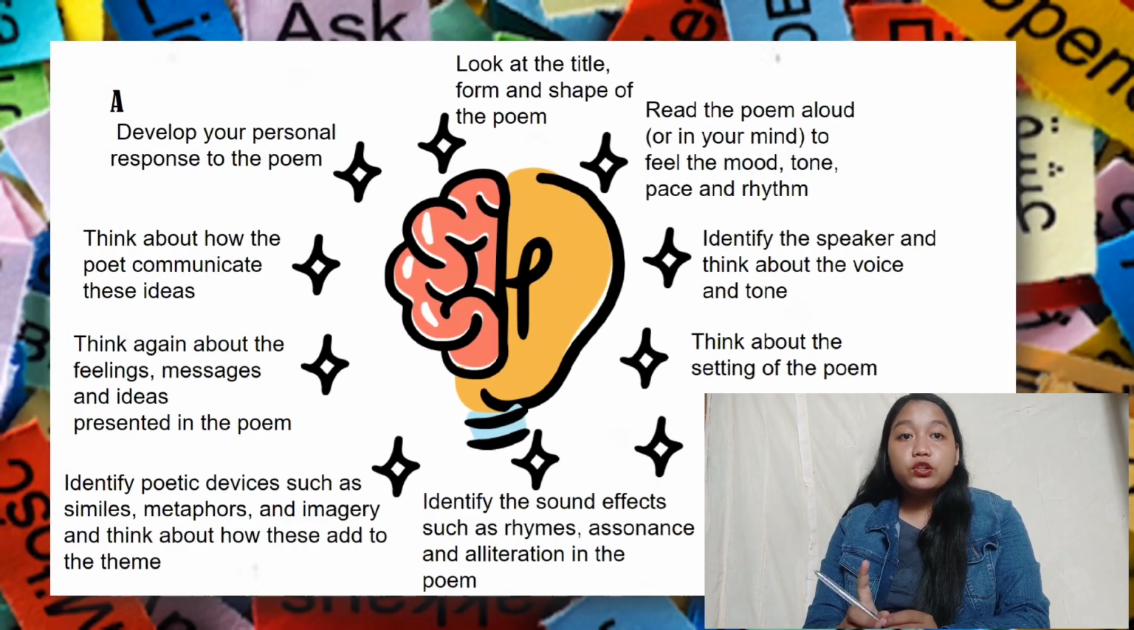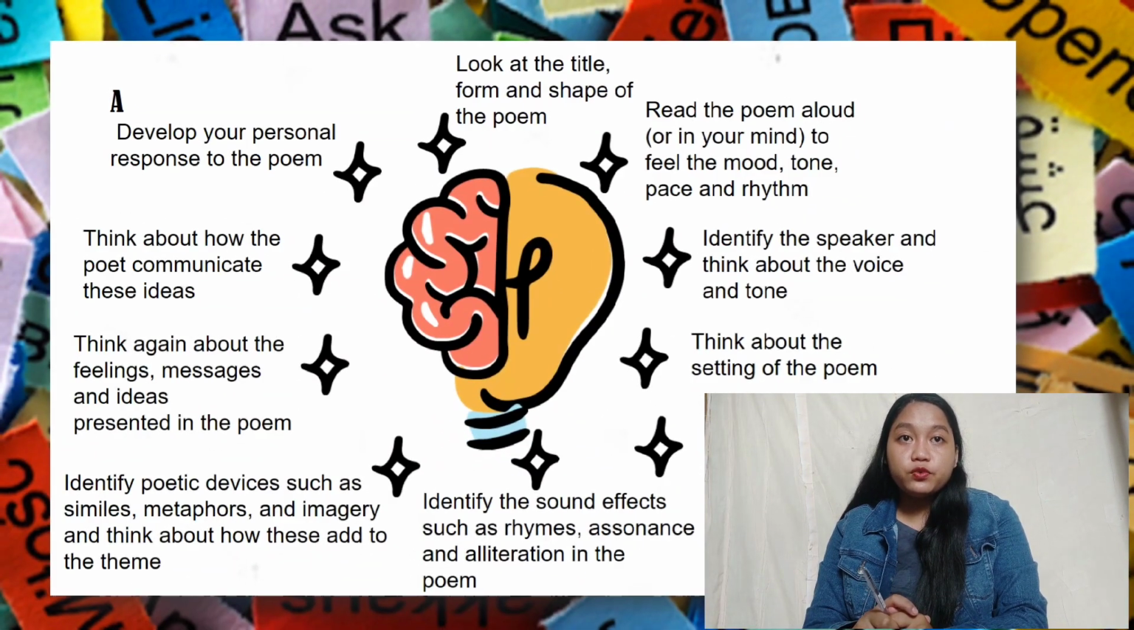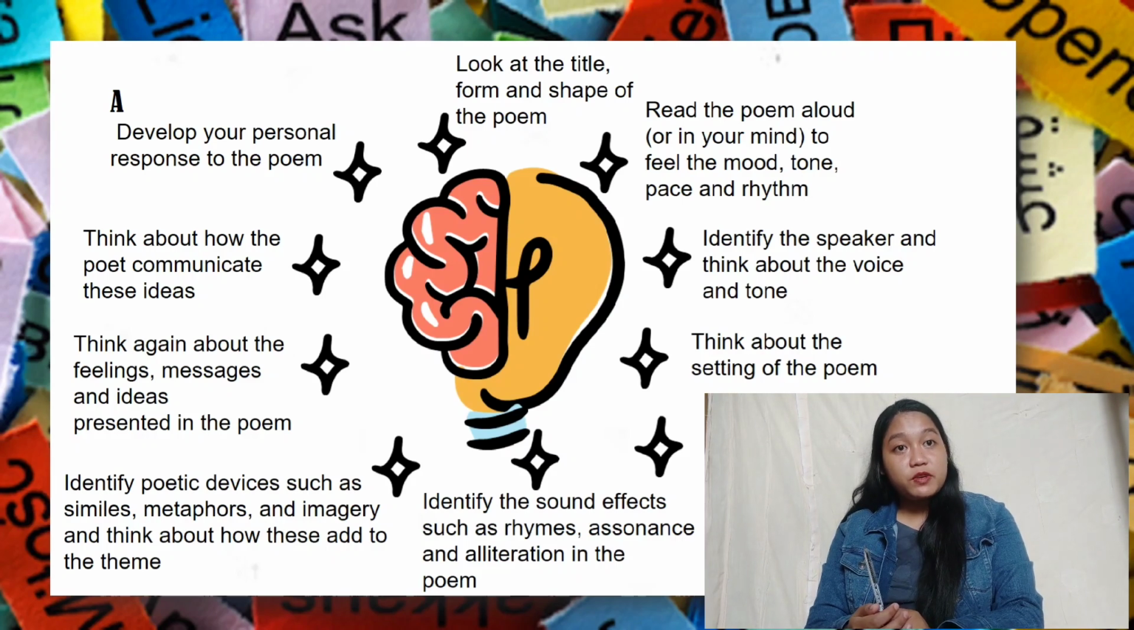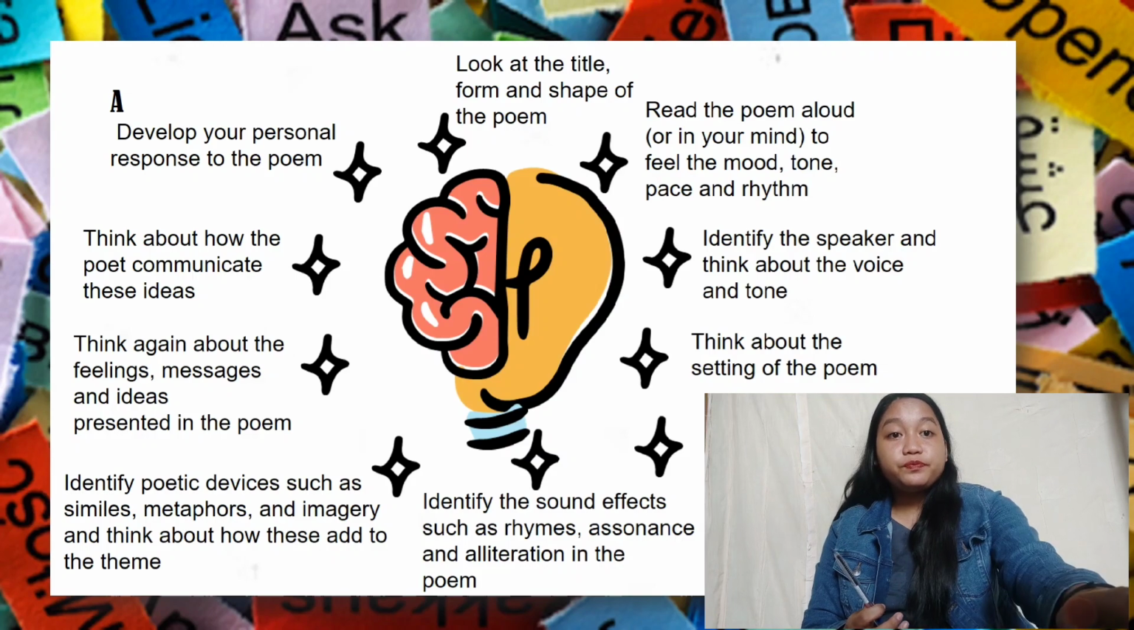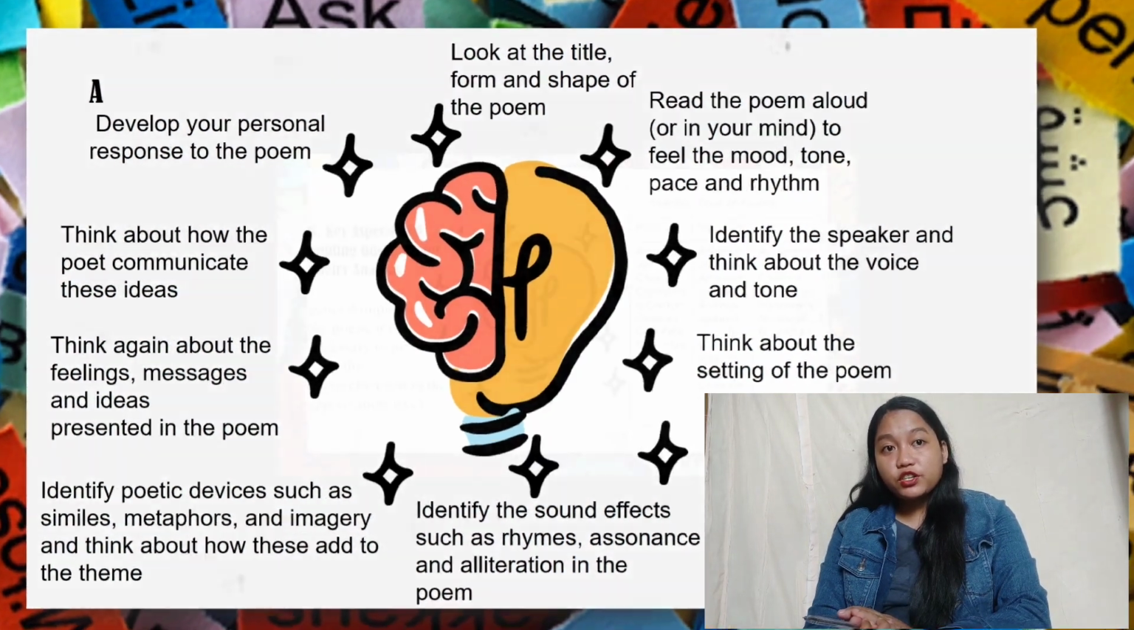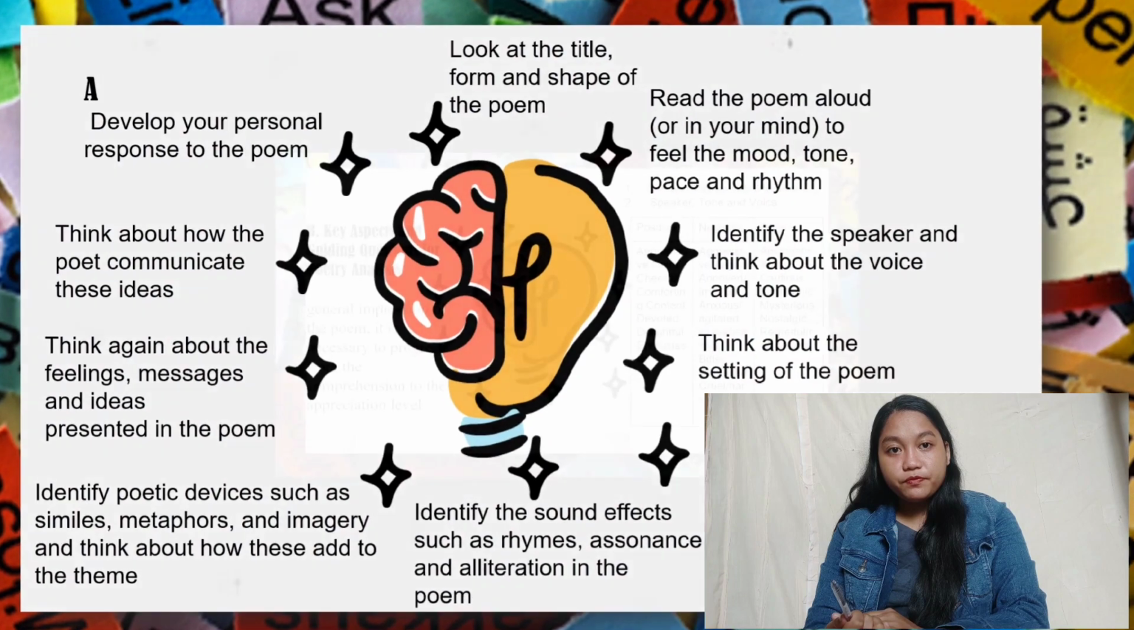These are the 10 steps to analyze a poem. Number 1. Look at the title, form, and shape of the poem. Number 2. Read the poem aloud or in your mind to feel the mood, tone, pace, and rhythm. Number 3. Identify the speaker and think about the voice and tone. Number 4. Think about the setting of the poem. Number 5. Work out the subject and themes of the poem from the diction and imagery used.